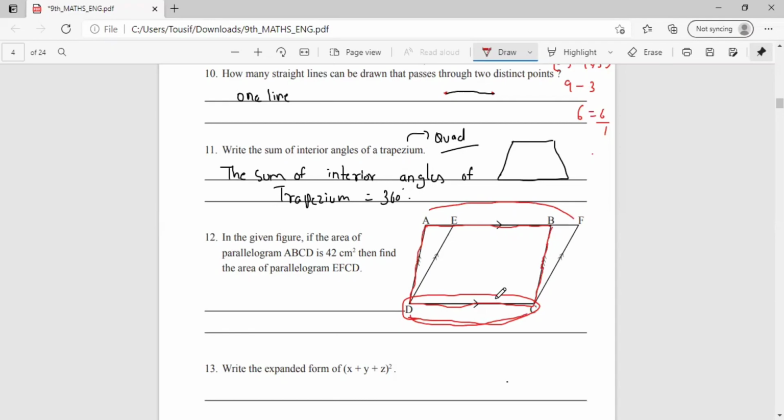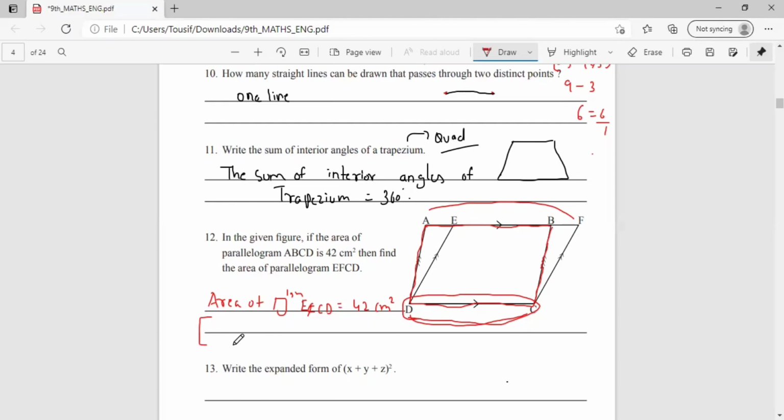So I can say that if the area of parallelogram ABCD is equal to 42, then the area of parallelogram EFCD is also equal to 42 centimeters square. We have to give the reason, and that statement is our reason. What is that statement? It is the statement of the first theorem of the area of parallelogram chapter. What does the theorem say?